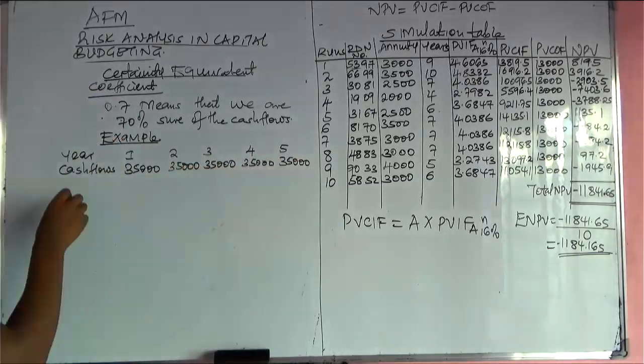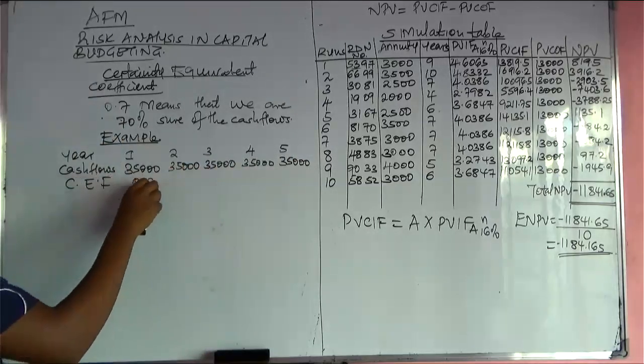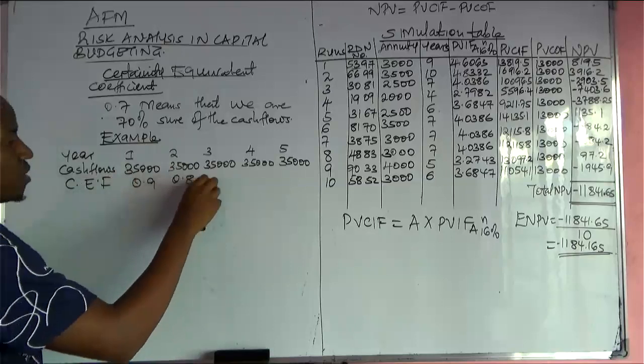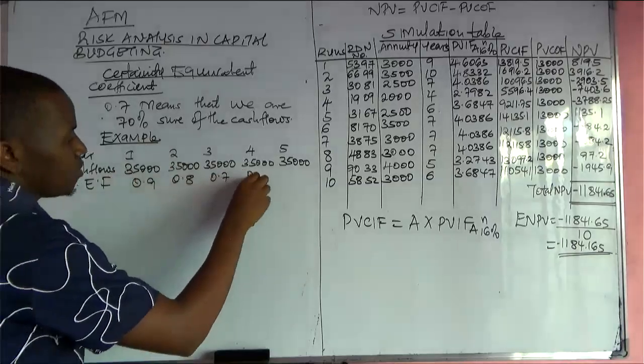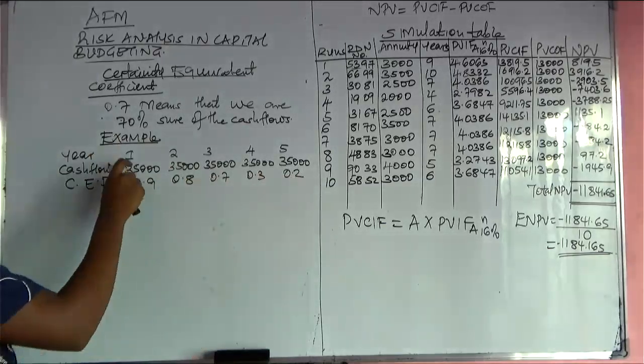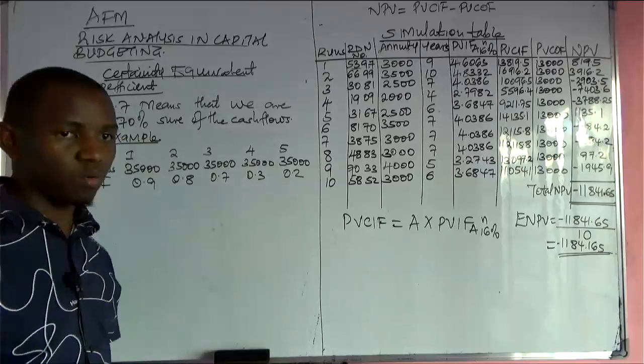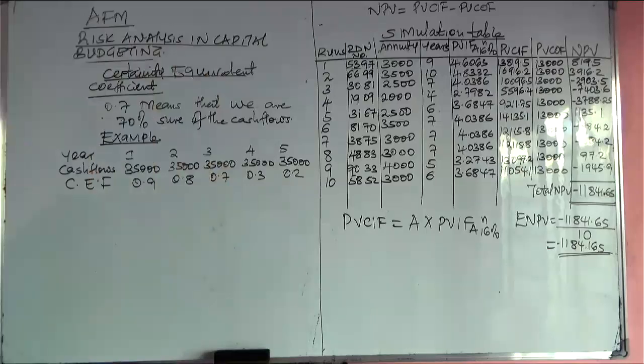Now our certainty equivalent coefficient factors are 0.9, 0.8, 0.7, 0.3, and 0.2. What we mean is 90% of this represents the riskless cash flows. As required, evaluate the project using the equivalent coefficient factor.